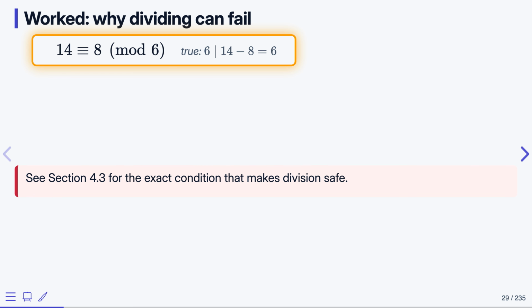Let's watch division break a congruence. Line 0: 14 is congruent to 8 mod 6. This is true because 6 divides 14 minus 8, which is 6.